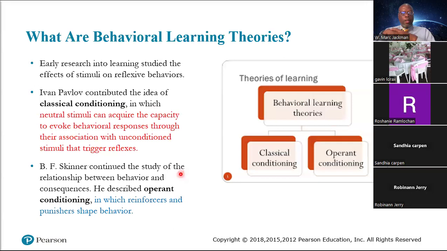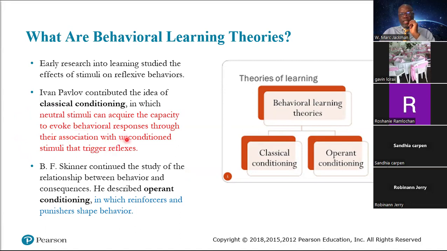In terms of behaviorist theories, we want to talk about Ivan Pavlov's classical conditioning, in which what we consider to be a neutral stimulus acquires the capacity to evoke responses when it becomes associated with an unconditioned stimulus that triggers certain reflexes. So when we speak about classical conditioning, we're really talking about behaviors that are conditioned through certain stimuli becoming conditioned stimuli and triggering reflex actions.